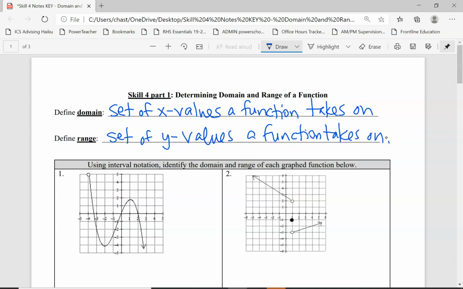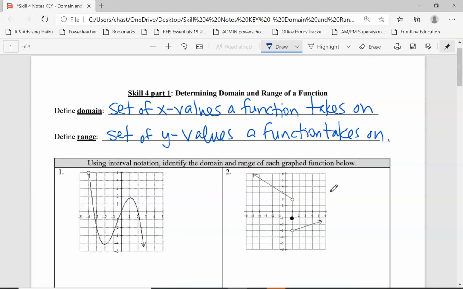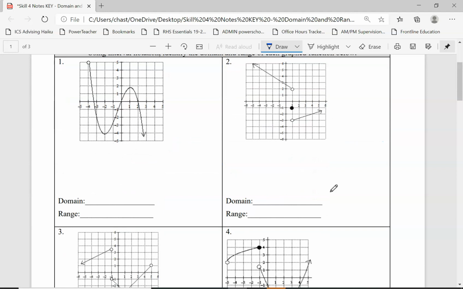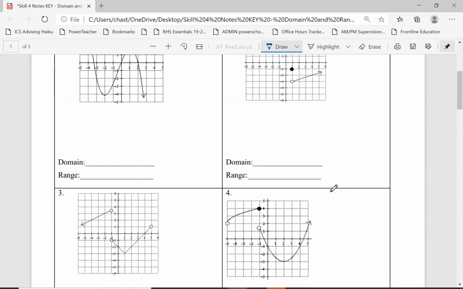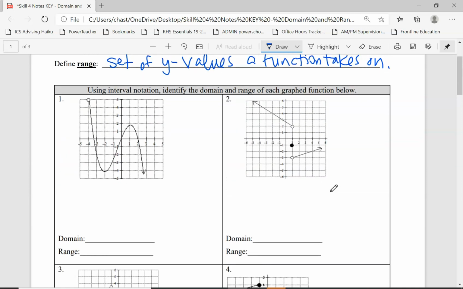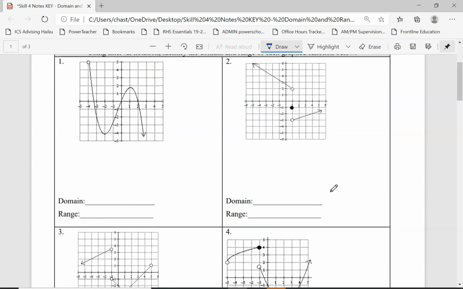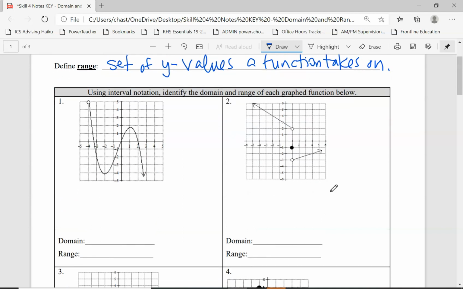Okay, so what we're going to do is we're going to first look at this from a graphical perspective. So I have four different graphs with various types of situations that occur. Some of these graphs are continuous, meaning that there are no gaps or holes or anything. And then some of these graphs are discontinuous at various places. And we're going to see how both of those play out when we're writing our domain and our range.